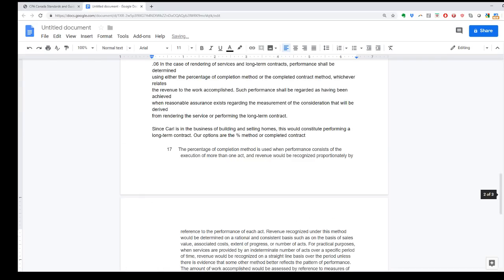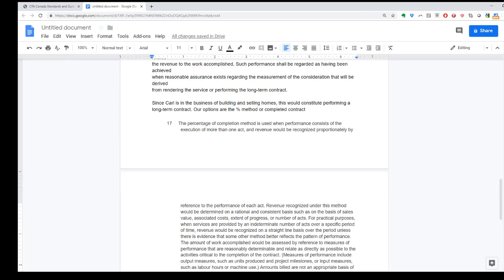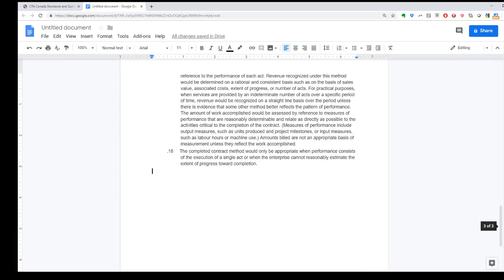Okay, so this formatting is a little bit better. Given that Carl should be able to reasonably determine the extent of his progress towards completion of the house, the most appropriate method is percentage of completion.